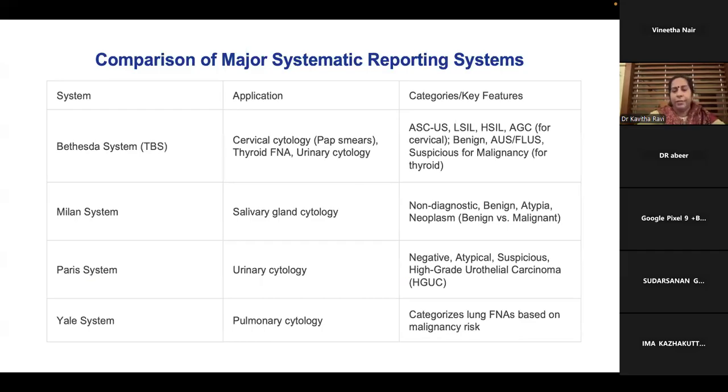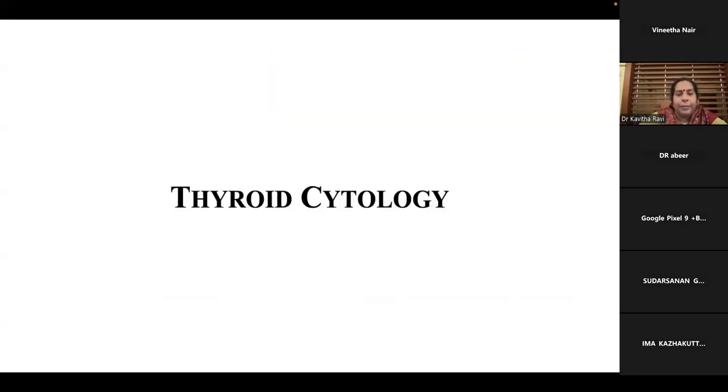So there are several systems for each site. Of course, for cervix and thyroid, we use the Bethesda system. For salivary gland, there is the Milan system. For urinary cytology, there is the Paris system. And for pulmonary cytology, the Ale system. So these are the systems now in practice for reporting cytology from these sites.